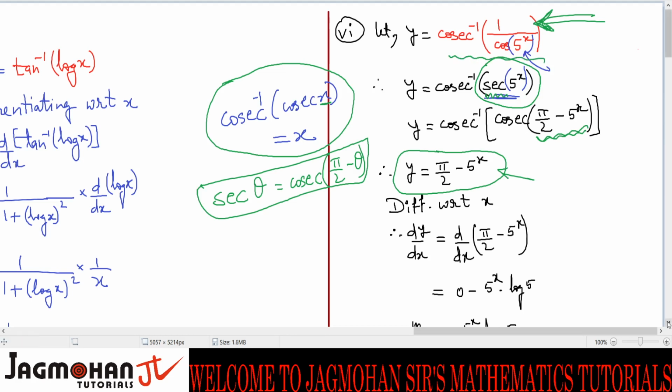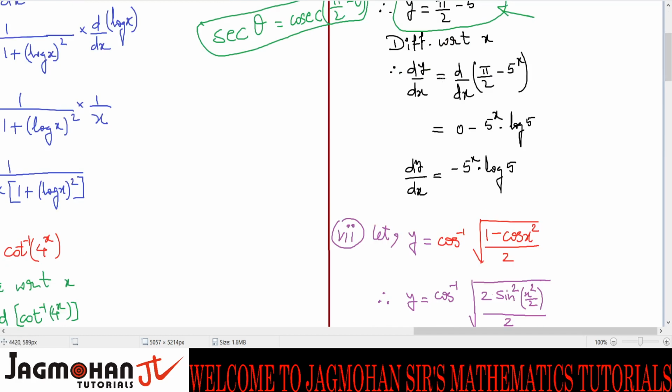Now when I differentiate both sides, I get d by dx of y equals d by dx of pi by 2 minus 5 raised to x. Pi by 2 has nothing in x, so the derivative of pi by 2 is 0. It's a constant. Minus d by dx of 5 raised to x, which I have written directly: it is a raised to x log a. So 5 raised to x into log 5, and the negative sign as it is. So I get this answer.